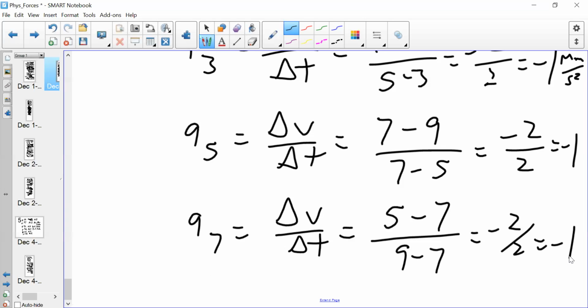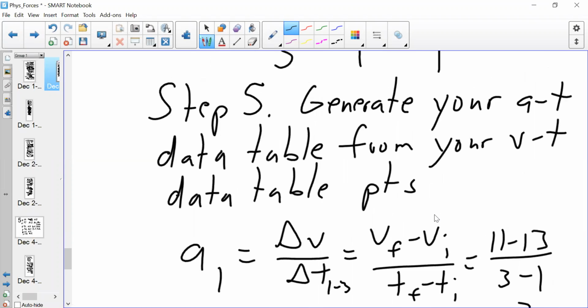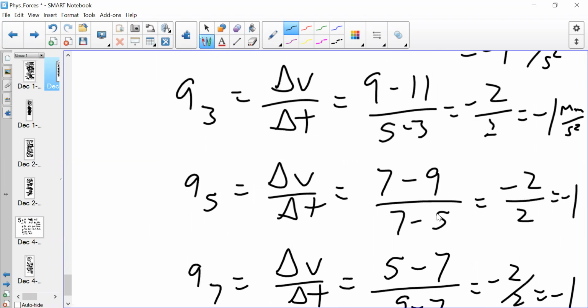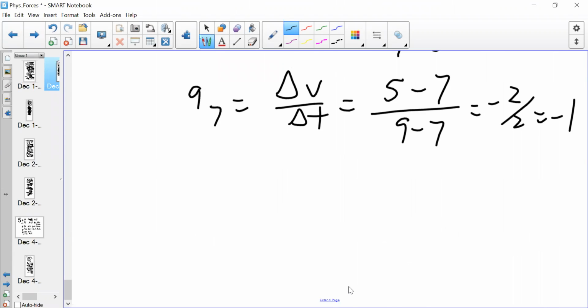So the pattern is established. We got that all. It's the same acceleration for all time. It's constant. And that's what you're going to get. You may or may not get -1 for your accelerations, but whatever the acceleration is, it's going to be a constant. That's what it should be. So the AT data table will look like this.